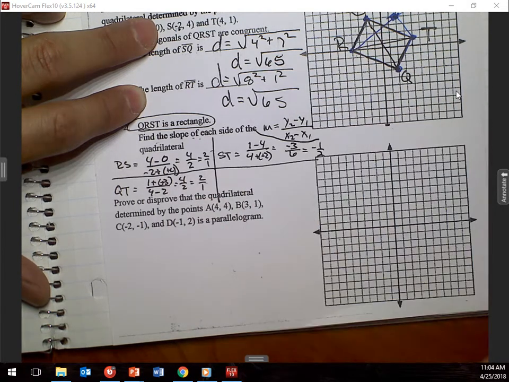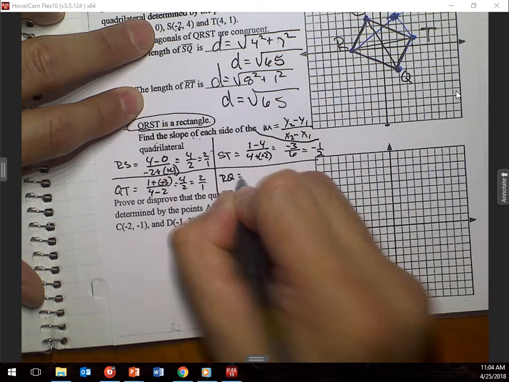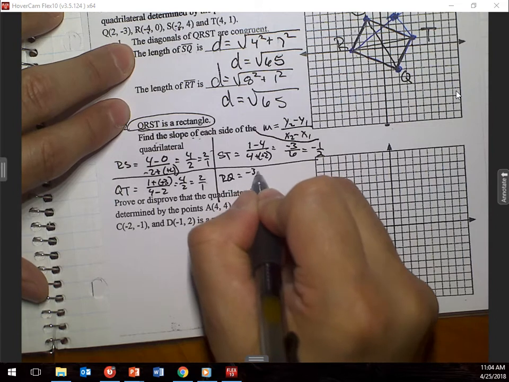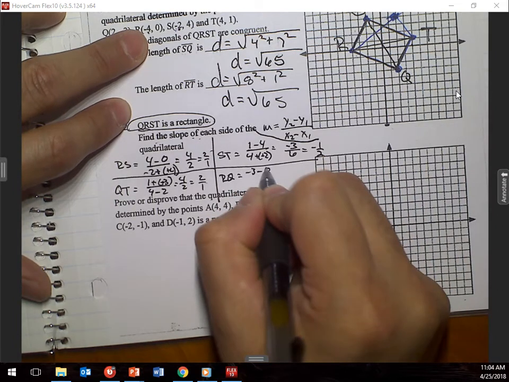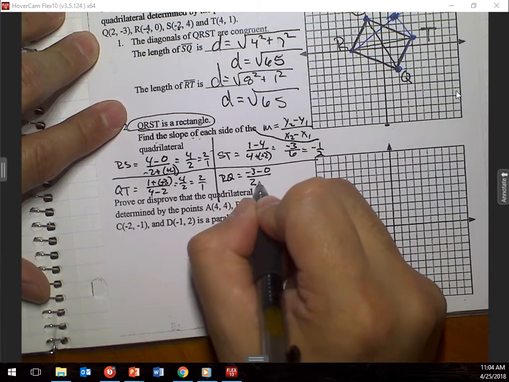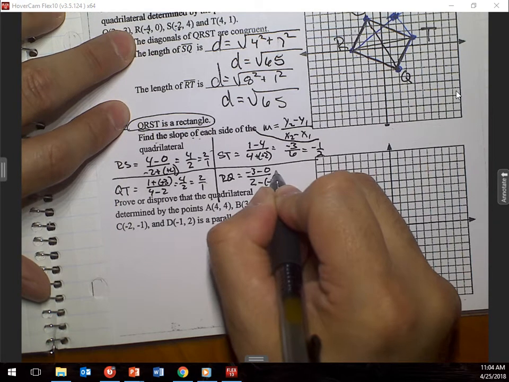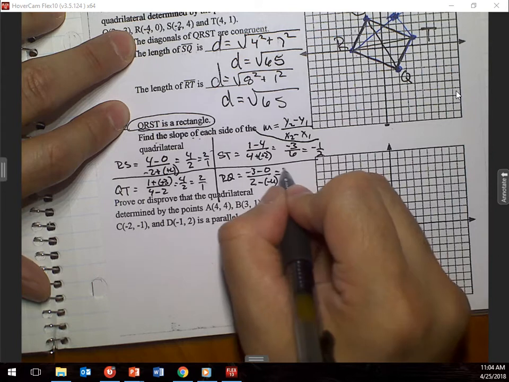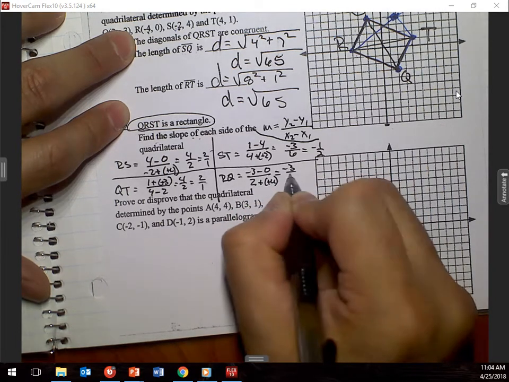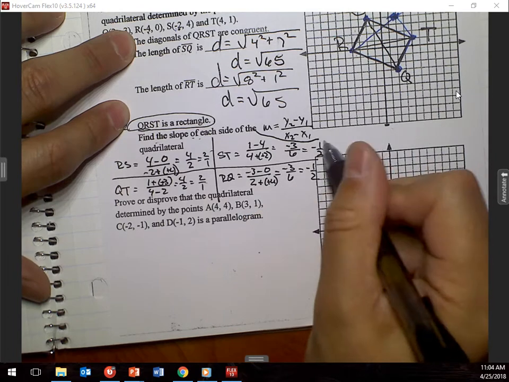RQ, QR, right? So RQ. So Q's the second one. So it's going to be -3 minus 0 over 2 minus -4. So that's going to give me -3 over plus 6, -1/2. Are these two the same? Yes.